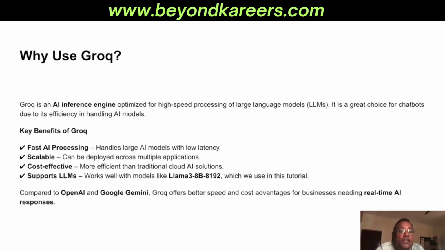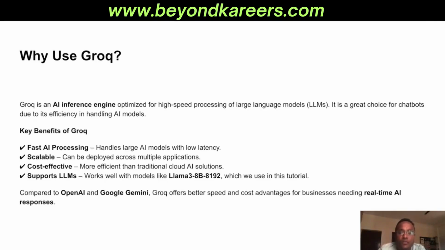Supports LLMs, so works well with models like Llama 3, whatever this version 8192, which we are going to use for this tutorial. So what LLM we are going to use is Llama 3-8B-8192. Okay, compared to OpenAI and Google Gemini, Groq offers better speed and cost advantage for businesses needing real-time AI responses. Of course, we are not endorsing this is better, that is better. For this exercise, we have just used this. So you are free to choose whatever you want.